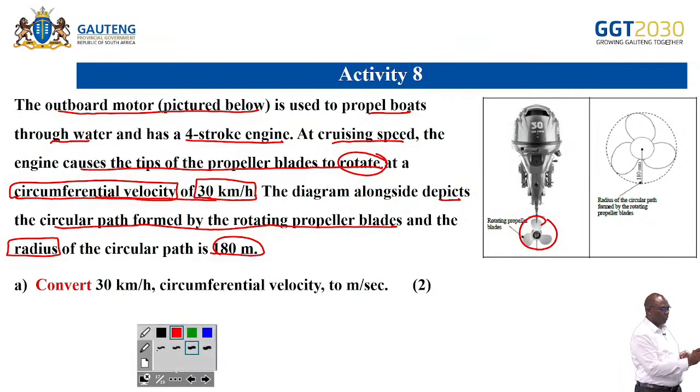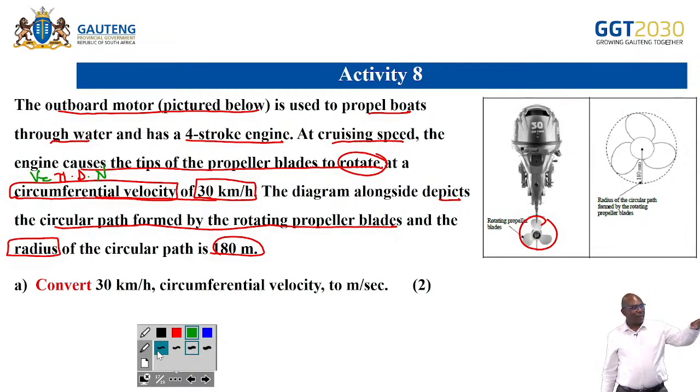Now I can come here and just put the formula for circumferential velocity. So I just write down my little formula there. So I already know that the circumferential velocity is 30 kilometers per hour. The diagram alongside, as I said, gives me the radius, but obviously, what do I need here? In my formula, I don't have a radius. So what do I need?